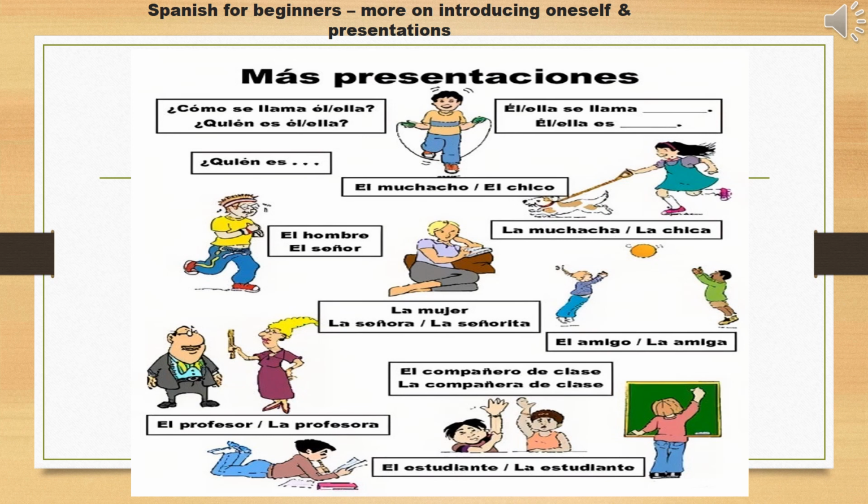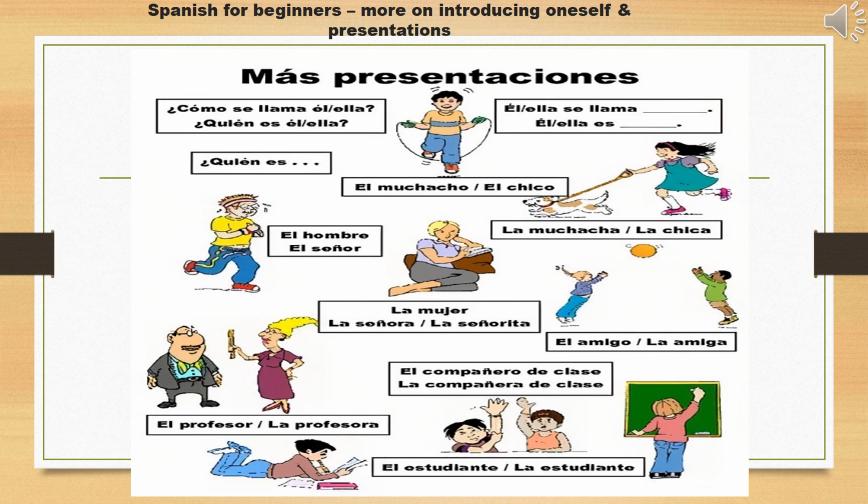Who is he? So there you will see vocabularies. Like for example, there you'll see el muchacho. Repeat after me. Okay, after that, after como se, let's start on top. Más presentaciones. ¿Cómo se llama él?